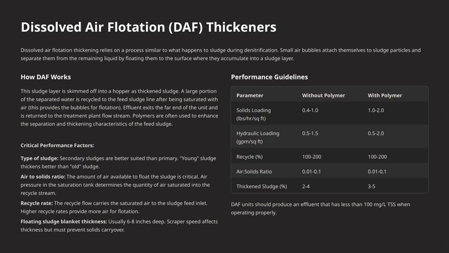The treated effluent then exits the far end of the unit and is sent back into the overall treatment plant flow. To improve separation and thickening, polymers are often added to the feed sludge. Now, let's highlight some critical performance factors. First, the type of sludge matters. Secondary sludge tends to perform better than primary, and younger sludge thickens more effectively than older sludge.